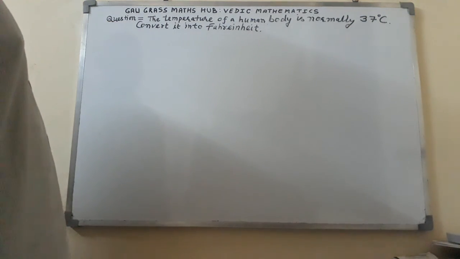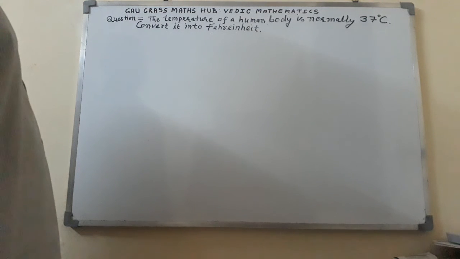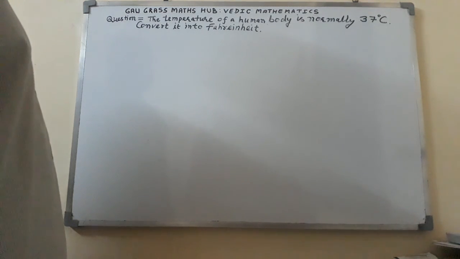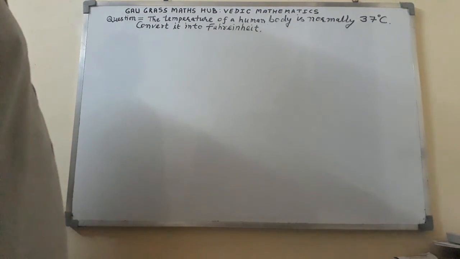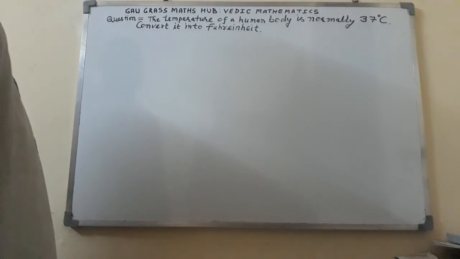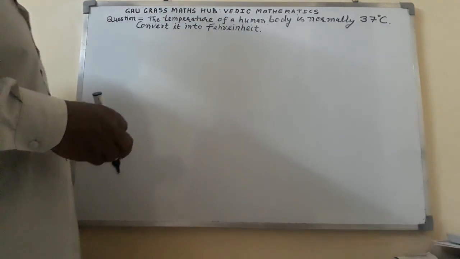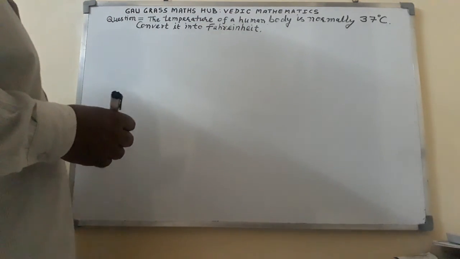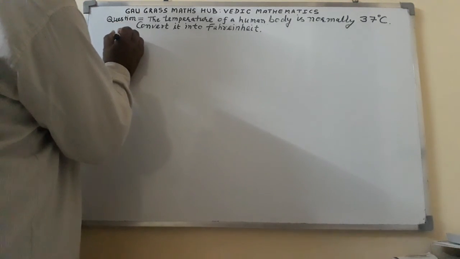Today I shall explain one question. The question is: the temperature of a human body is normally 37 degrees centigrade. Convert it into Fahrenheit. Now let us see how this question is going to be solved here. Here I shall write the solution.